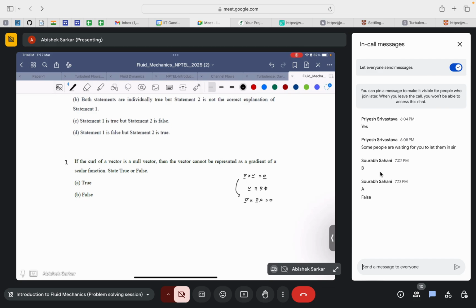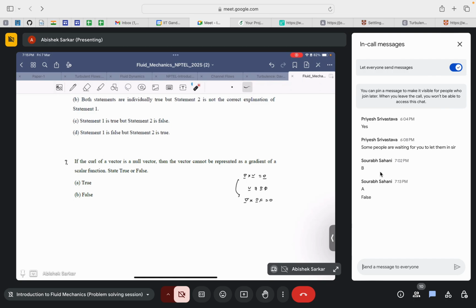Saurabh is saying false. So the question is, if del cross V equals 0, then we cannot write V as a gradient of a scalar function. If you recall, this is something we used to define the velocity potential. Can others also contribute? Is it true or false? Go back to the definition of the velocity potential. There we see how we take the aid of this vector identity to define the velocity potential. It will give you the answer right away, whether you can represent V as the gradient of a scalar function phi, which is the velocity potential.